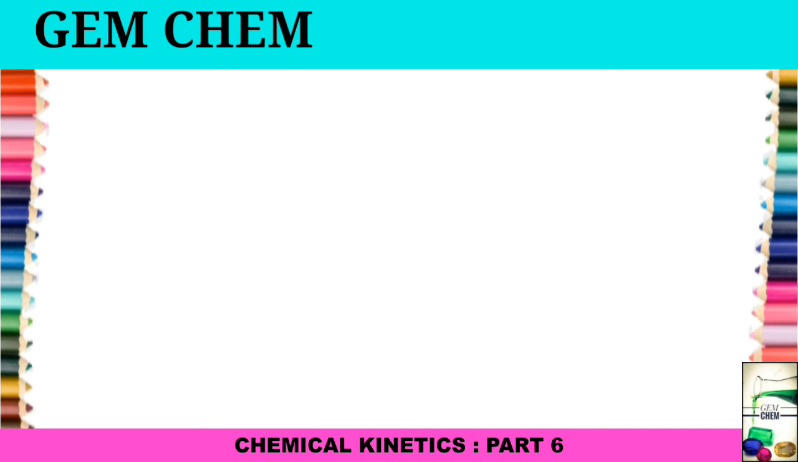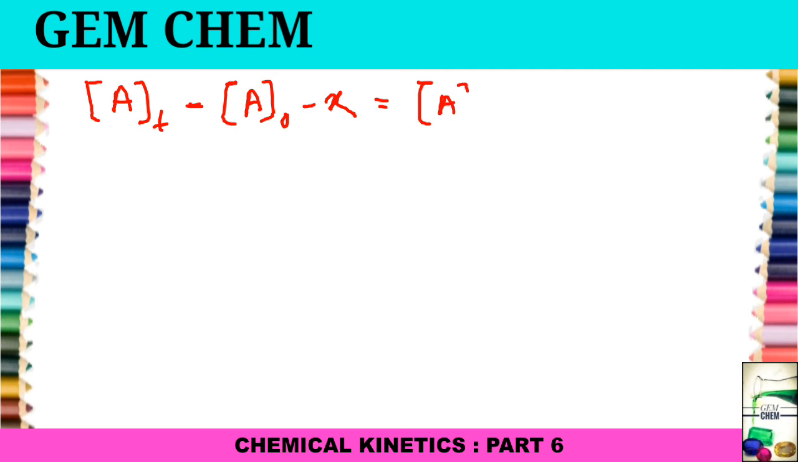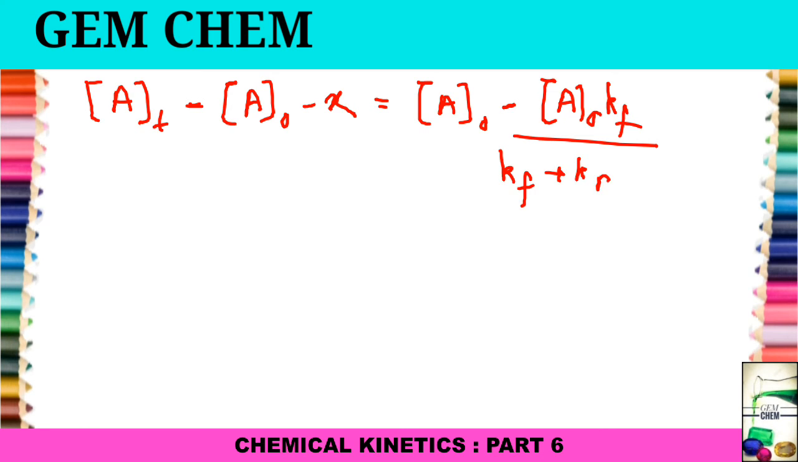Now we will derive the expression for At. At equals to A naught minus X, and A naught remains as it is and X is replaced by A naught Kf by Kf plus Kr, and in the brackets 1 minus e to the power minus Kf plus Kr T, and these brackets are then closed up, right.